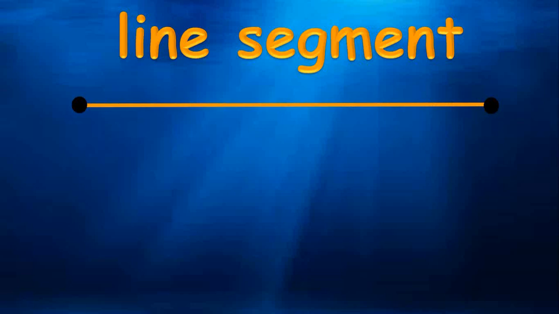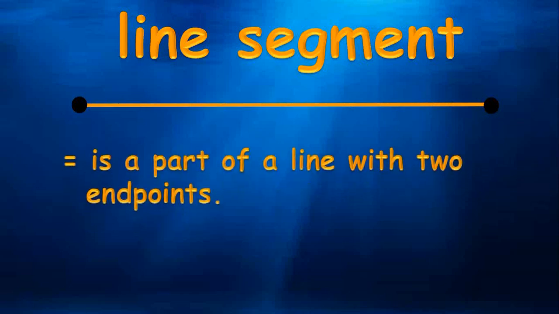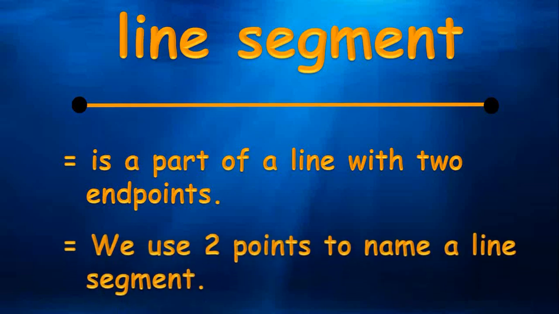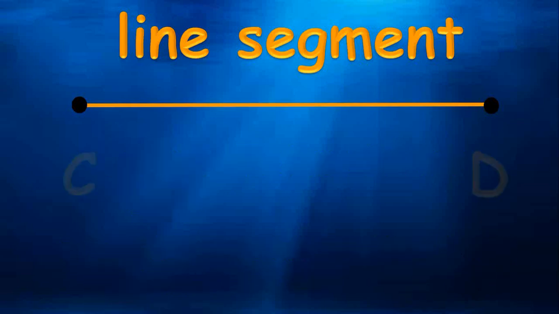Another example of basic geometric ideas is the line segment. It is a part of a line with two endpoints. We also use two points to name a line segment. An example of this is the line segment CD or DC in words and symbols.